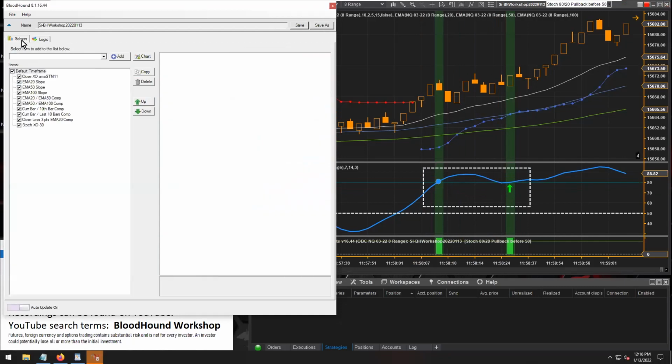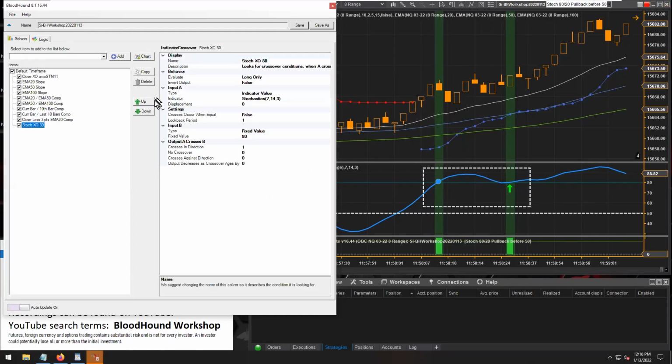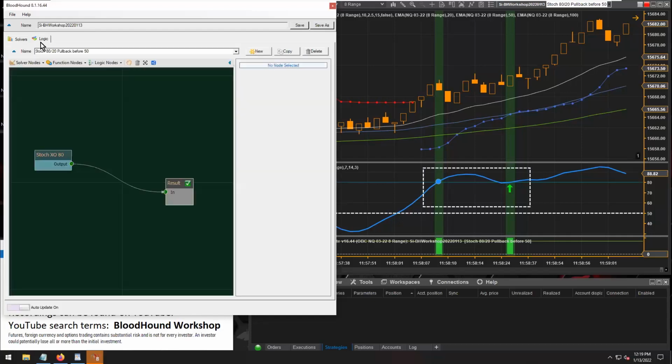And then I'm going to go over to the solvers tab, make a copy of that, change the fixed value to 20, and then the evaluate is going to be short only, because we're only interested when the stochastic crosses below 20 and generates a short crossover signal. So there's that one.